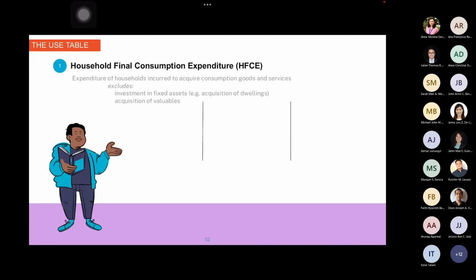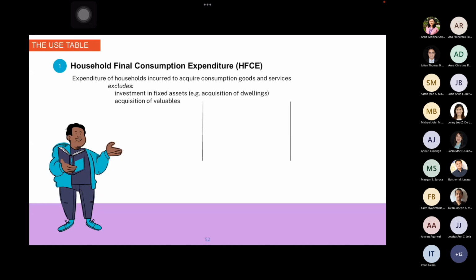So the HFCE consists of expenditures incurred by resident households on consumption goods and services. And these goods and services can either be domestically produced or imported and are acquired or consumed for the well-being of households. And the HFCE is usually the largest item on the use side, and it excludes expenditures on investment in fixed assets and acquisition of valuables.